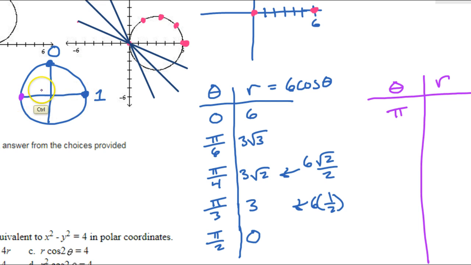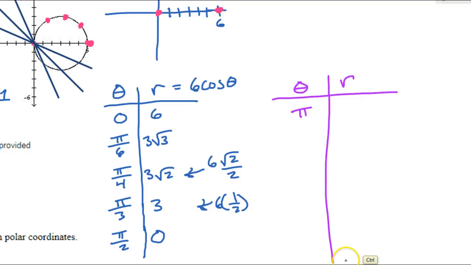Cosine is the x value. So the x value is -1. So the cosine is -1. Remember, for the r value, it's going to be 6 times the cosine. So that's going to be 6 times -1. So that's going to be -6.